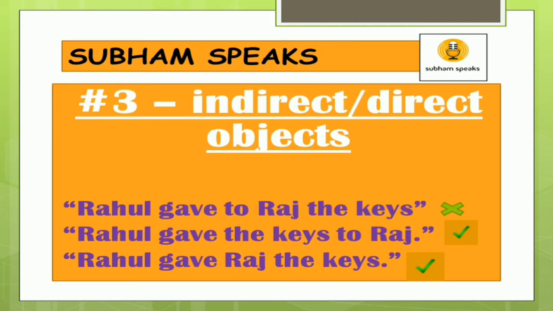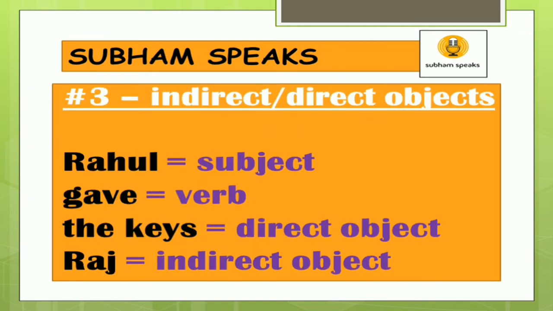Number 3. Indirect and direct objects. Rahul gave to Raj the keys is incorrect. The correct sentence is Rahul gave the keys to Raj or Rahul gave Raj the keys. Let us look at the parts of this sentence. Rahul is the subject, gave is the verb, the keys are the direct object, and Raj is the indirect object.